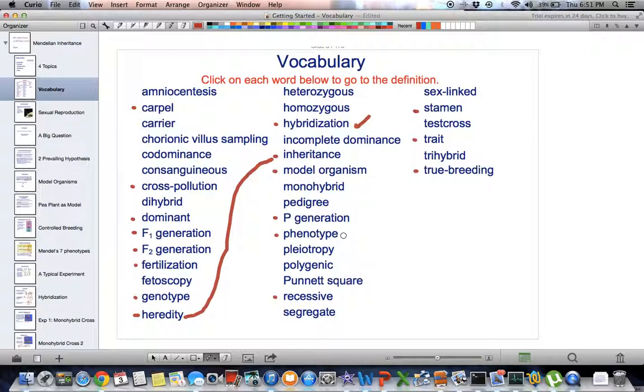Phenotype, we know that phenotype means physical trait. Recessive means the less dominant allele. Stamen is the male part that fertilizes the carpel, which is the female part. Remember stamen, sperm, S and S, male. Trait means the same exact thing as a phenotype. So if you know this, you know that.